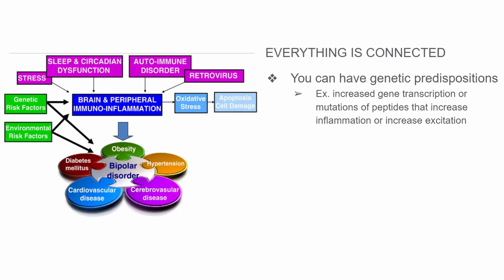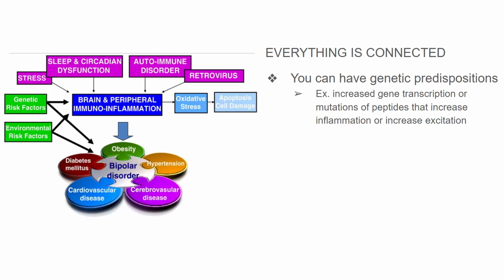For example, if you are genetically inclined to have increased transcription of genes that are associated with pro-inflammation, this will predispose you to mood disorders like bipolar disorder, because inflammation is associated with bipolar disorder as well as other mood disorders. Or if you have genes that are upregulated in your body that have to do with increased neural excitation or increased glutamatergic signaling, this will also predispose you to bipolar disorder, because patients with bipolar disorder have increased hyperintensity.